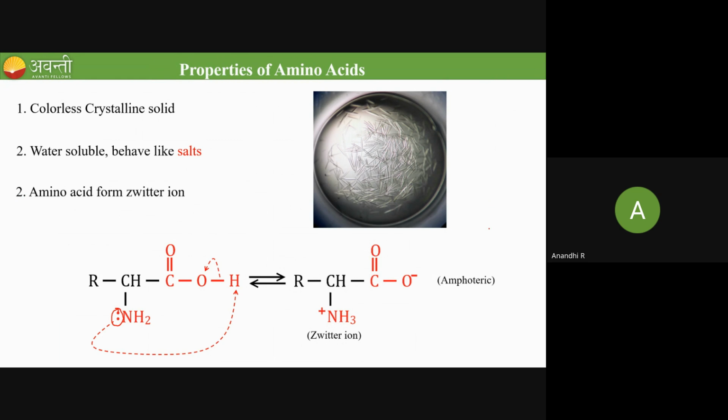What is meant by amphoteric? A compound which can react with an acid as well as a base is called an amphoteric compound. So the zwitterion is amphoteric in nature, and the zwitterion is neutral also. Zwitterion is neutral. So it is forming a salt. Amino acid behaves like a salt by having plus and minus charges like NaCl. NaCl is a salt, right? In which it has both positive and negative charges. So likewise, here also it behaves like a salt.